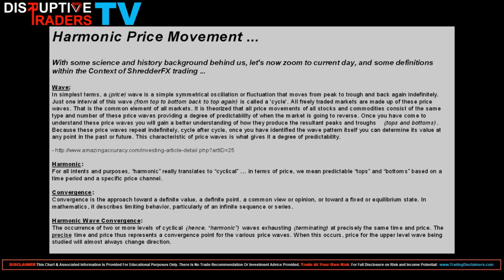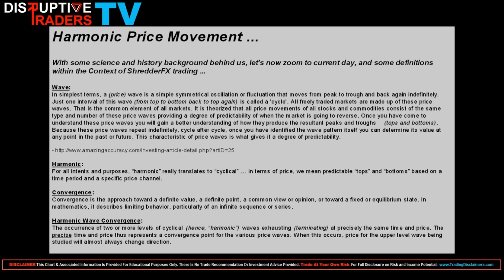So this is how it all came about, guys. With some science and history background behind us, let's now zoom into current day. A wave, in its simplest terms, is a simple symmetrical oscillation or fluctuation that moves from peak to trough and back indefinitely. Just one interval of this wave, from top to bottom and back to the top again, is called a cycle.